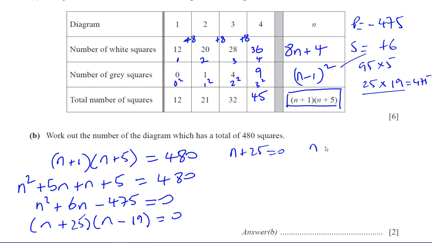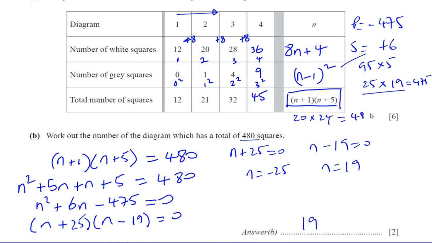Of course, the answer now is either n equals negative 25 or n equals positive 19. Of course, it must be 19, because you can't have a negative 25th term. It starts from the first term and goes forwards. So the 19th term is the one that has 480 squares, and you can check. 19 plus 1 is 20, and 19 plus 5 is 24. If you multiply 20 by 24, you get 480, which is exactly right. So we can just check that we got the right answer.